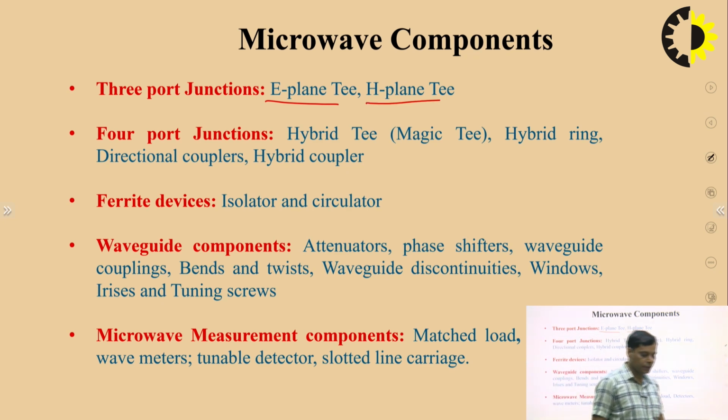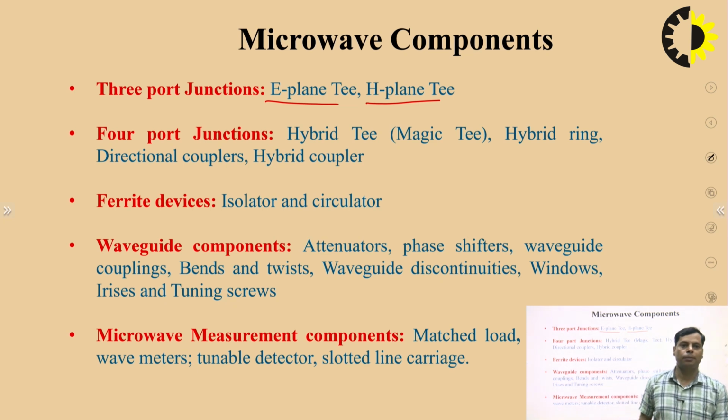Let us say this is the main or primary waveguide, with port 1 and port 2. If we connect port 3 in this direction, this combination becomes the H-plane T junction. If we connect the auxiliary waveguide with the primary waveguide like this, this type of combination becomes the E-plane T junction.